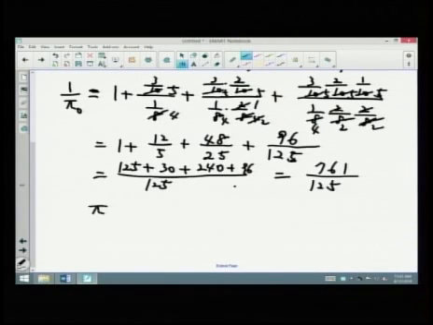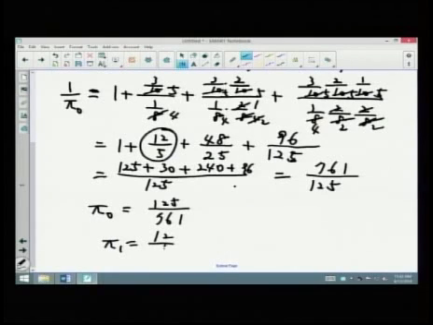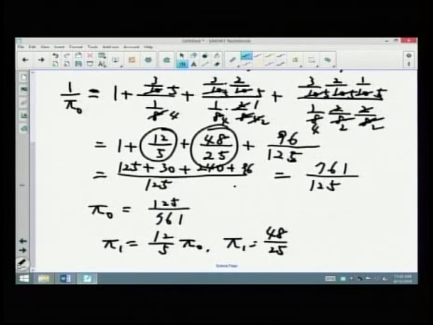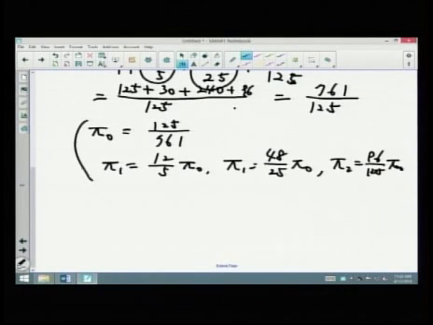So what is pi 0? 125 over 761. Is that right? And what is pi 1? Pi 1 is 12 over 5 times pi 0. Pi 2 is 48 over 25 pi 0. Pi 3, 96 over 125 pi 0. So you should be able to get all of these values. Okay?